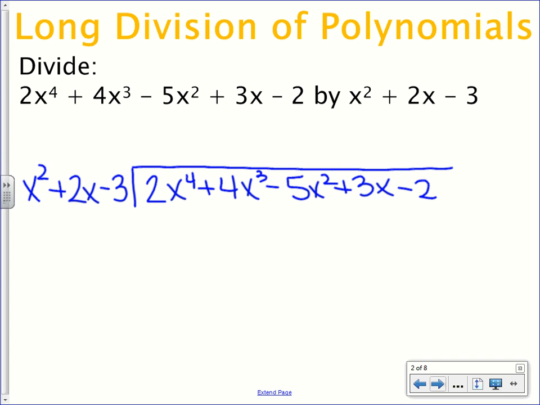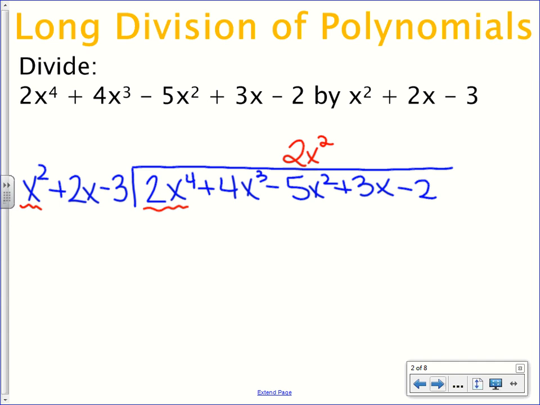Okay? All right, so what you do, you look at your first terms. You look at x squared and you look at 2x to the fourth. And you say x squared times what is 2x to the fourth? 2x squared. That's what goes up here. 2x squared times x squared gives us 2x to the fourth. Notice how I'm organizing by columns. If I write anything x squared, it's going to be in this column. Right?